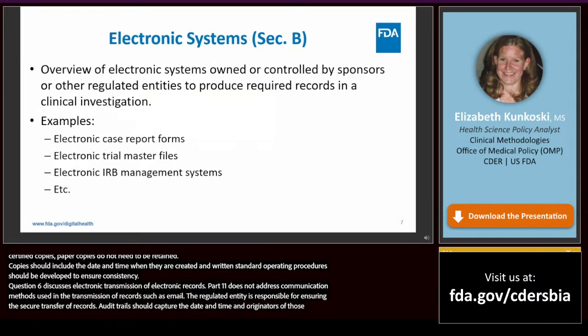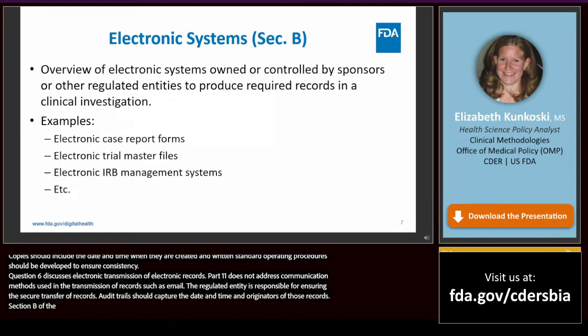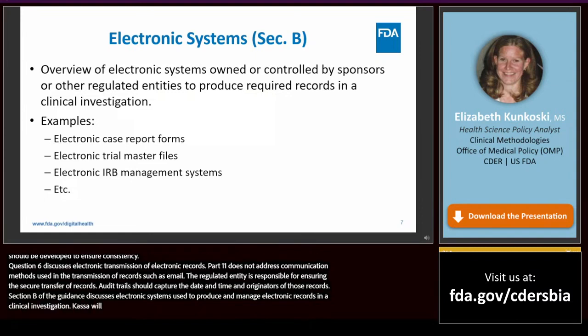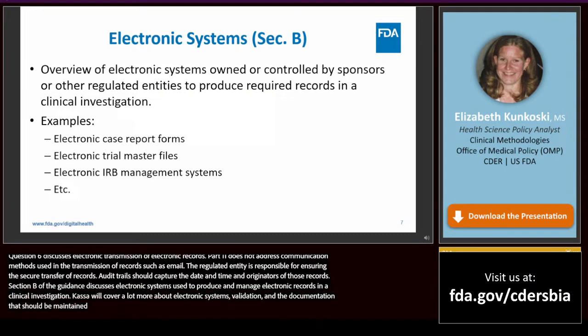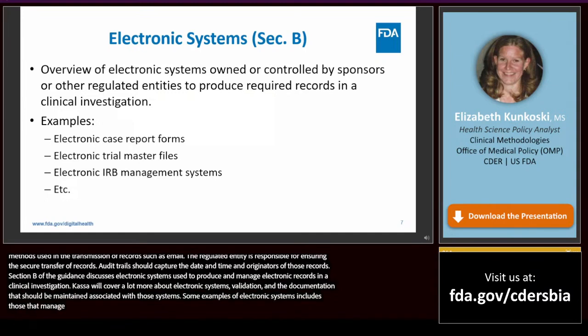Section B of the guidance discusses electronic systems used to produce and manage electronic records in a clinical investigation. Kassa will cover a lot more about electronic systems, validation, and the documentation that should be maintained associated with those systems. Some examples of electronic systems include those that manage electronic case report forms or electronic trial master files. This section of the guidance discusses many more examples.